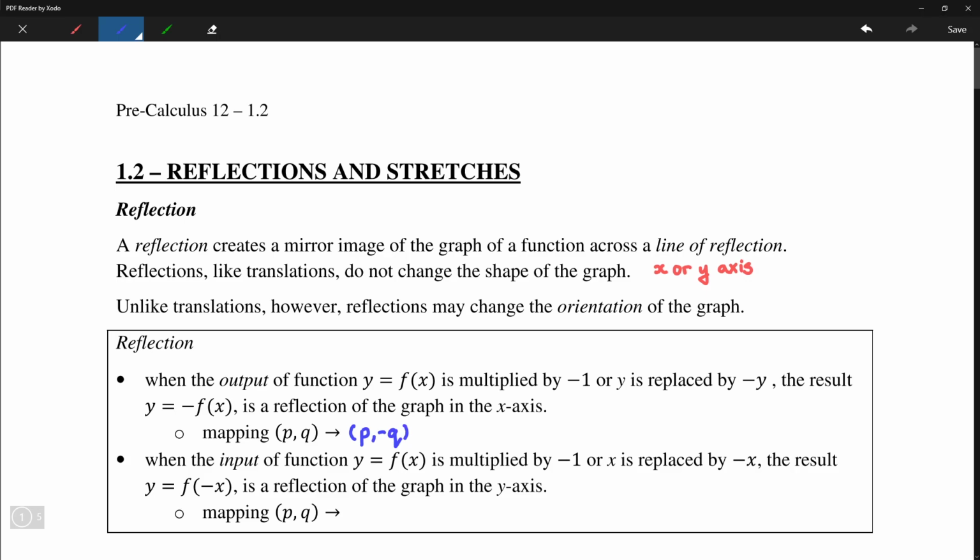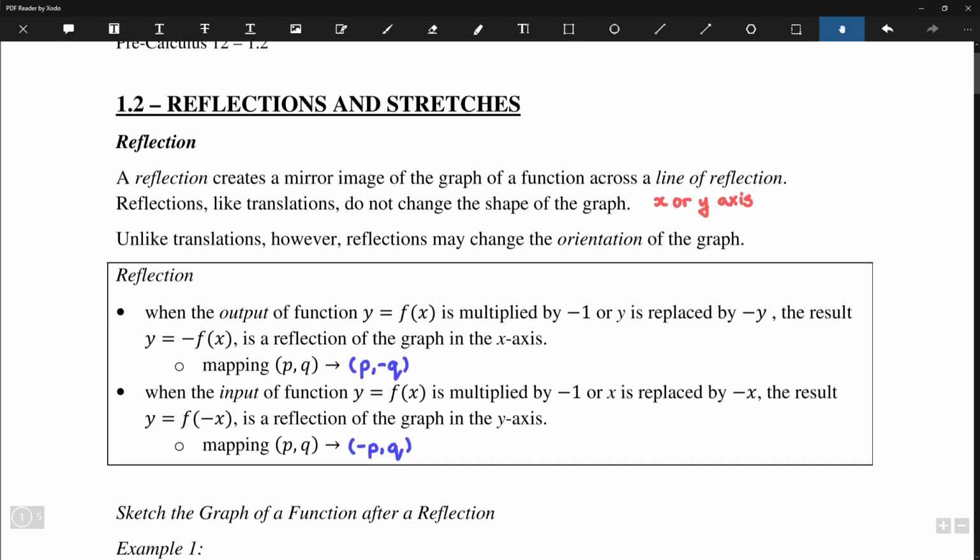Similarly, when the input of a function is multiplied by -1, or if the x is replaced by negative x in y equals f of x, the result is y equals f of negative x, and it is a reflection over the y-axis. And the resultant mapping would be (-p, q). So let's look at some examples.